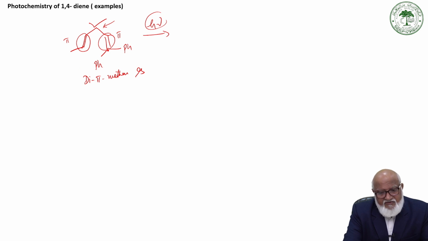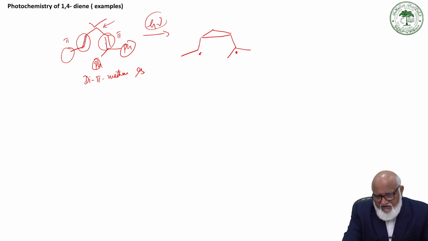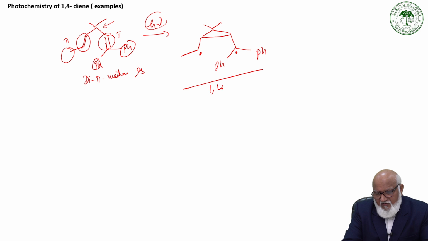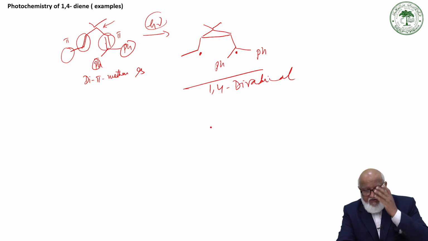As usual, these two double bonds are not symmetrical. They are unsymmetrical, because this double bond is separated by two phenyl groups, and for this double bond there is a presence of one methyl group. As I mentioned, the first step is the excitation of one of the double bonds, and then the formation of the cyclopropyl radical. So this is the main intermediate, a 1,4-diradical, through the formation of the cyclopropyl group.